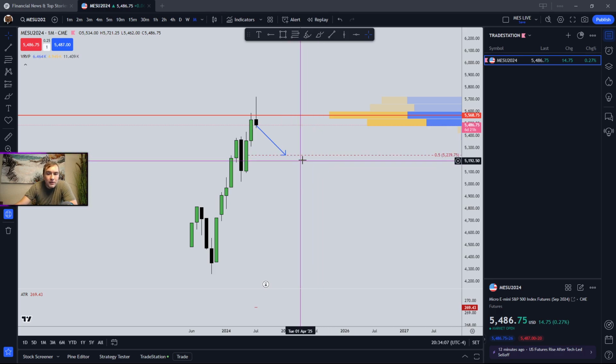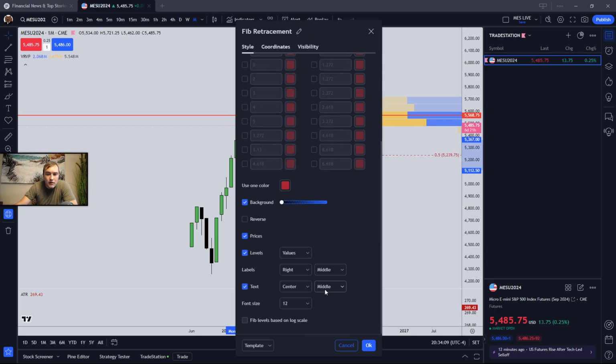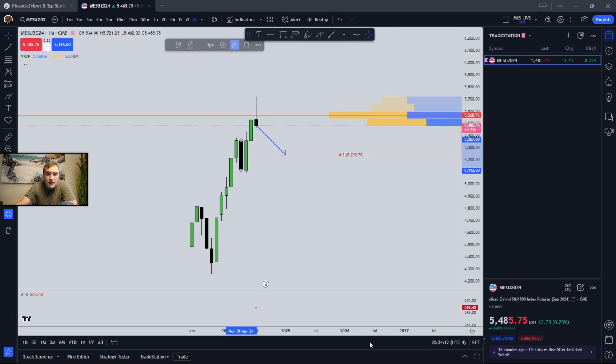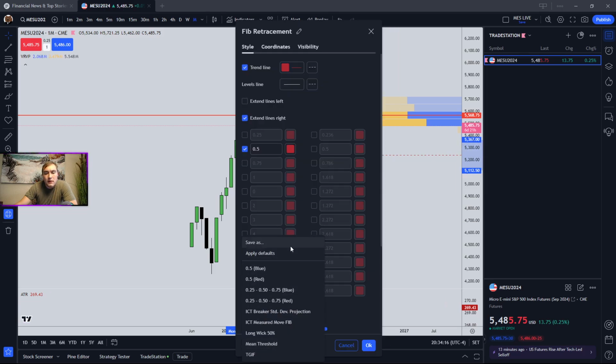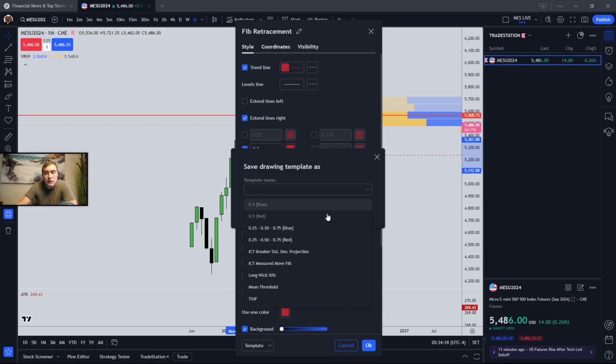So I personally think, let me see if I want to just bring that to the center. Okay, center might be all right. Let's see if the center is what I want to do. Center.